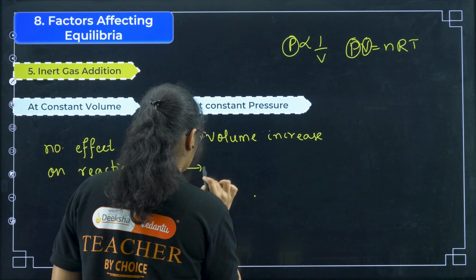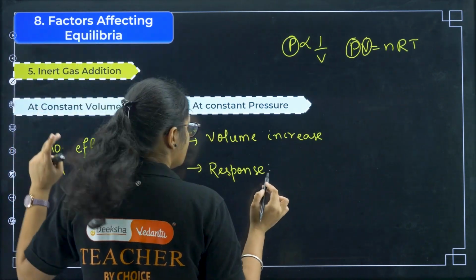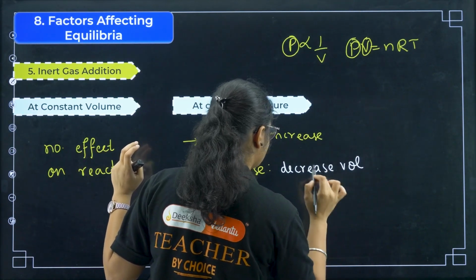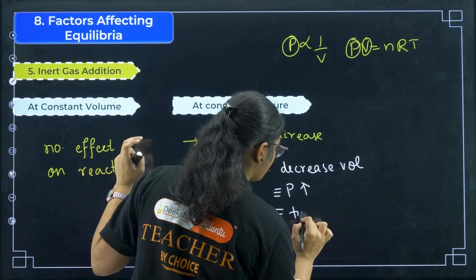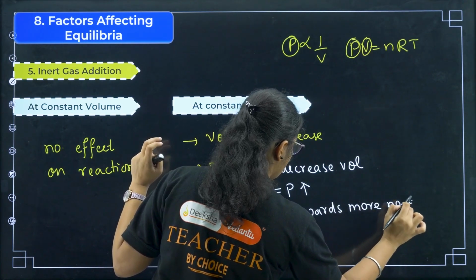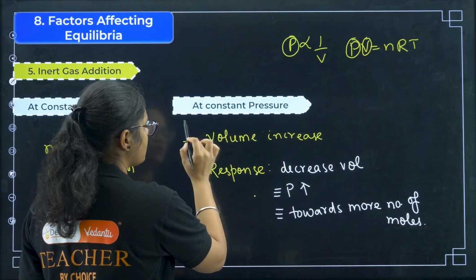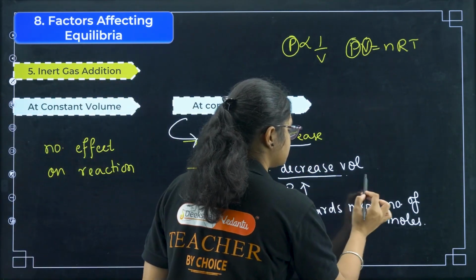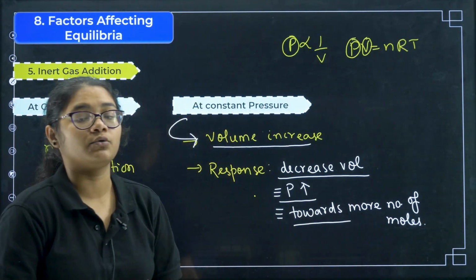Now if volume is increasing, what will be the response here? The response will be to decrease the volume, and decreasing the volume is equivalent to increasing the pressure. That means it will go towards more number of moles. So just now you have to understand, to maintain constant pressure, the volume needs to increase. If you increase the volume, the response of the reaction will be to decrease the volume. To decrease the volume means to increase the pressure, and to increase the pressure, it will go towards more number of moles.